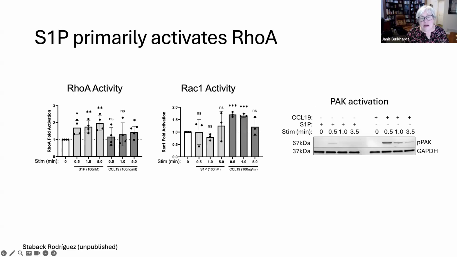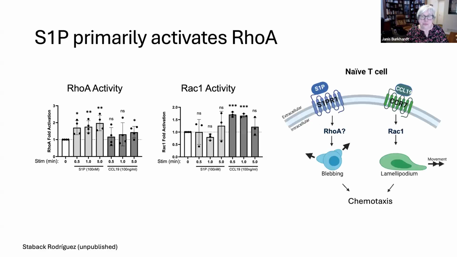Conversely, we knew that CCL19 activates RAC, and when we looked at RAC activation in cells stimulated with S1P, you can see the response is really noisy. But there was no convincing or very little convincing RAC1 activity. And just to try this another way, we looked at phosphorylation of the RAC effector PAK. CCL19 gives really good RAC activation. S1P gives just the faintest little bit of PAK phosphorylation here. So again, little to no RAC activation, but a pretty good Rho activation downstream of S1P.